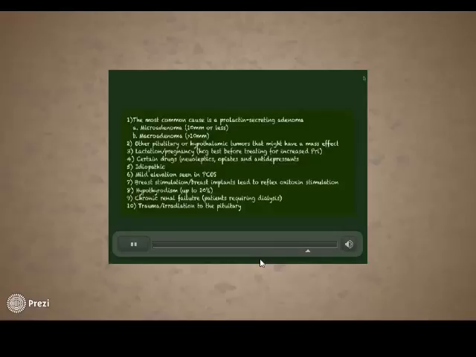Hypothyroidism causes hyperprolactinemia in up to 20% of cases due to the elevation of TRH. Uncommon causes would include chronic renal failure or patients requiring dialysis, and trauma or irradiation to the pituitary could be a cause for elevated prolactin as well.